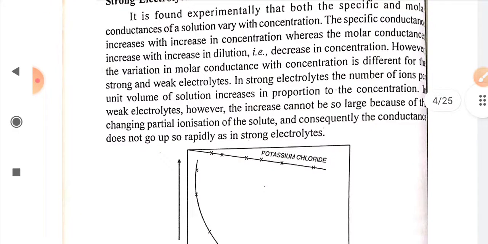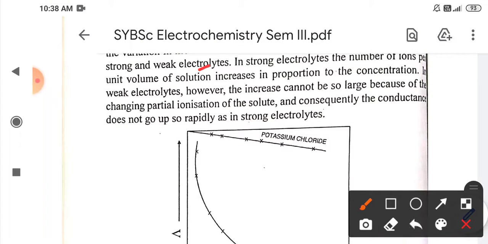The variation of the molar conductance with the concentration is different for the strong electrolyte and weak electrolyte. In the case of a strong electrolyte, the number of ions per unit volume of a solution increases in proportion to the concentration. However, for the weak electrolyte, the decrease in concentration will not result in the same amount of ions that we are expecting. The increase cannot be so large because of the partial ionization of the solute, and hence the conductance will not rise as rapidly as for the strong electrolyte.